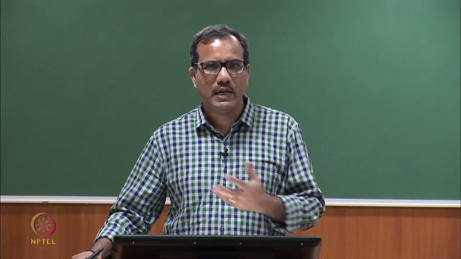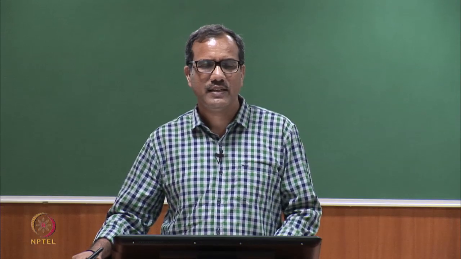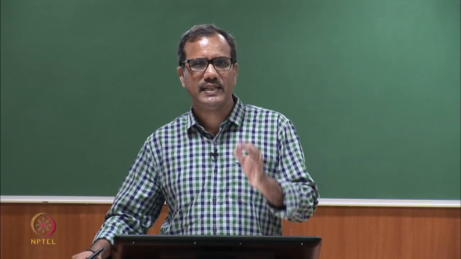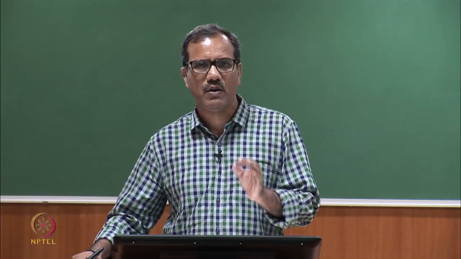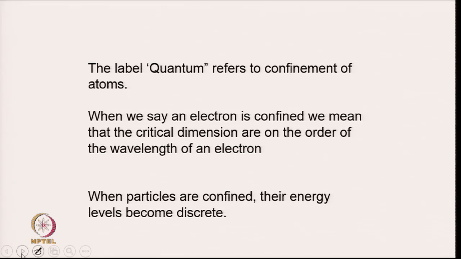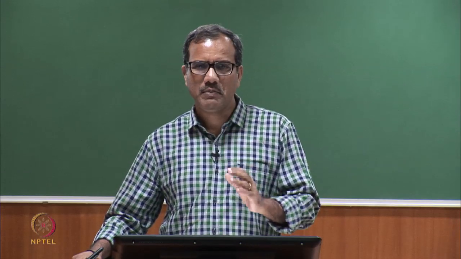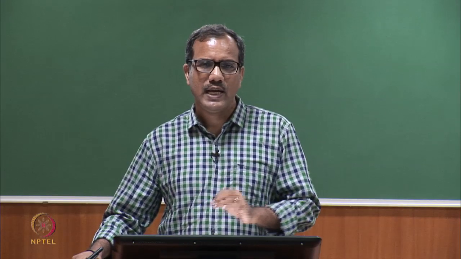Now, what do we mean by confined? When we say an electron is confined, we mean that critical dimensions are on the order of the wavelength of an electron. And what is the result of it? The result is that when particles are confined, their energy levels become discrete. That is what I showed in the last lecture. So, confinement results in energy levels becoming discrete.